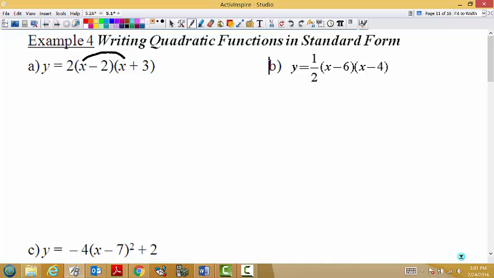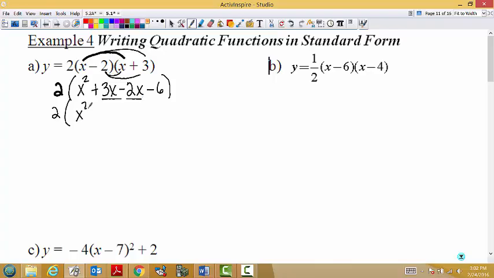So I've got the 2, I put it, and then I do x times x is x squared, x times 3 is 3x, negative 2 times x is negative 2x, negative 2 times 3 is negative 6. I leave the 2. I'm going to go ahead and combine my like terms. X squared, a 3 and a negative 2 is a positive 1x, and then minus 6. And now I'm going to distribute my 2 to everything.